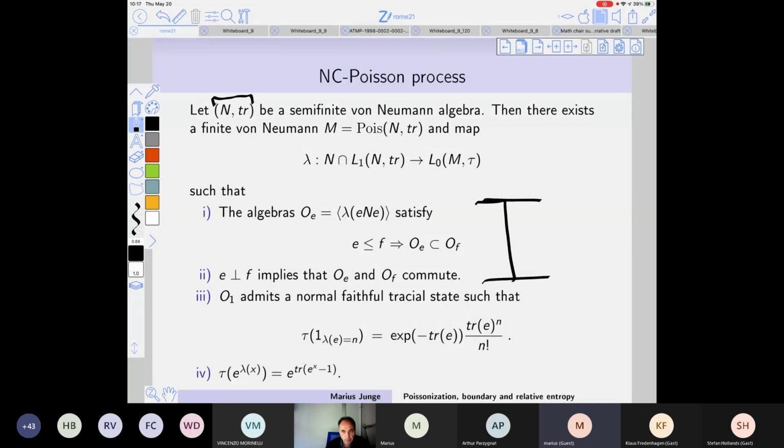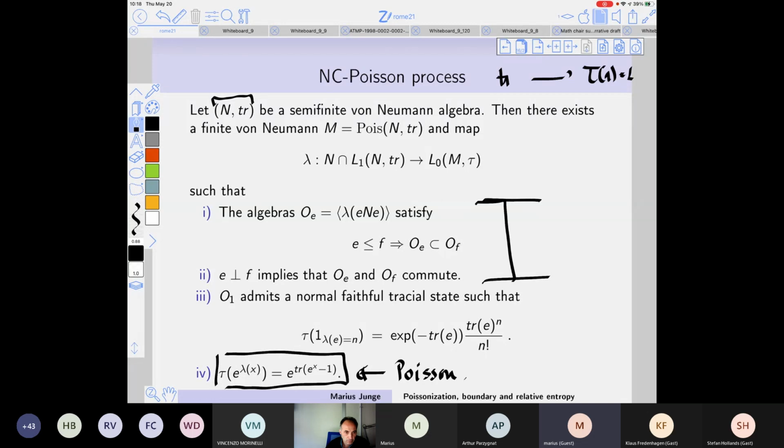And then also there's something nice, namely, if you start with a trace, what you get here at the end is another trace, but this is a finite trace. And you can calculate the trace of e to the lambda x is trace of e of x minus 1, right? So this is this Poisson formula, which comes from the process.